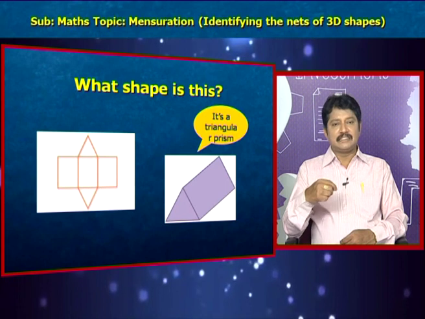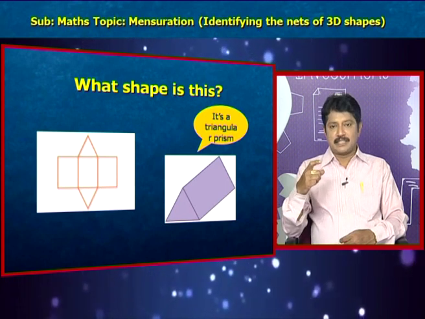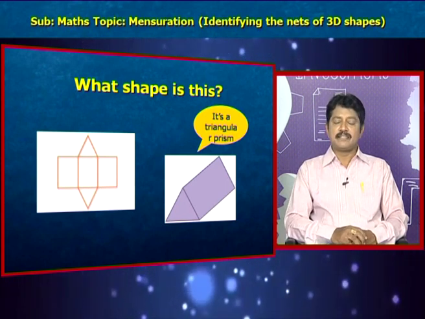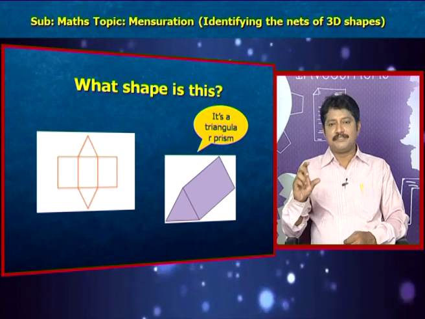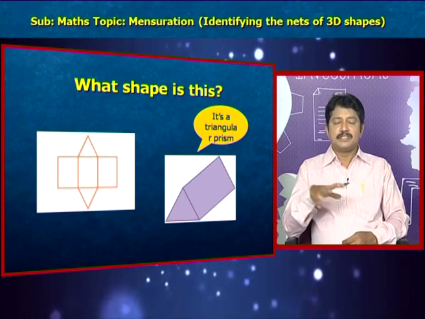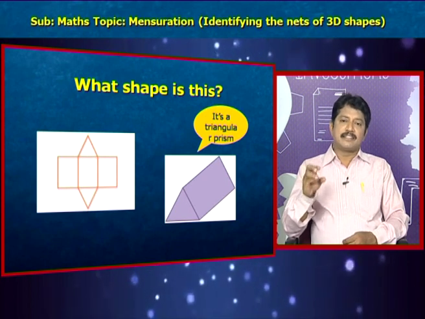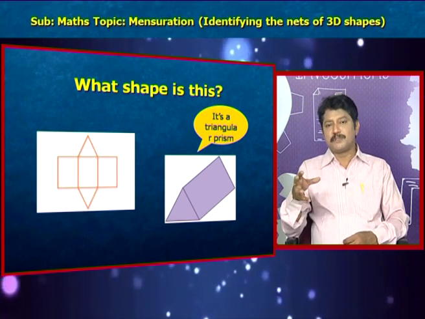A prism need not always be in a triangular shape. There is a myth in the minds of students that a prism always means a triangular prism, because in the laboratory we observe a triangular prism. But there are different kinds of prisms also.